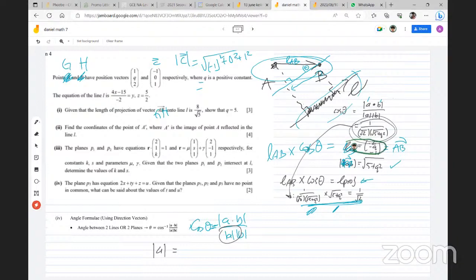Yeah. But this should be A. Yeah, that should be A. Yeah, correct. And this should be B. No, that is not B. No. Oh, that's the length of AB. The B is taken from this line, which you need to know how to take. You do need to know.